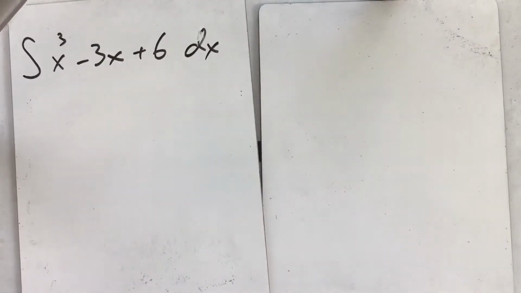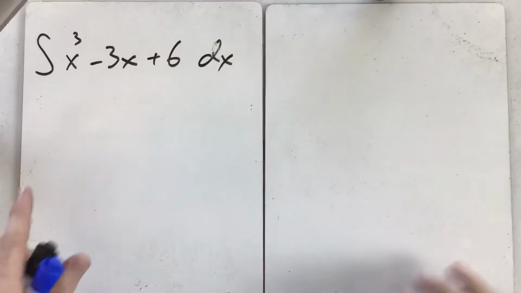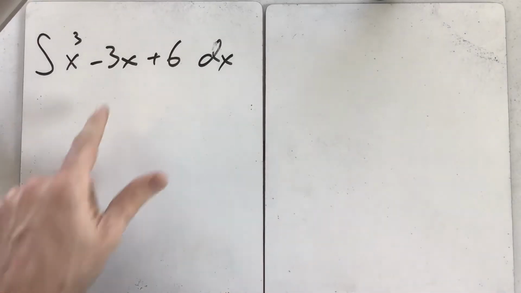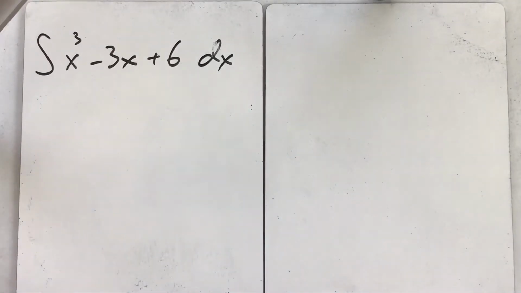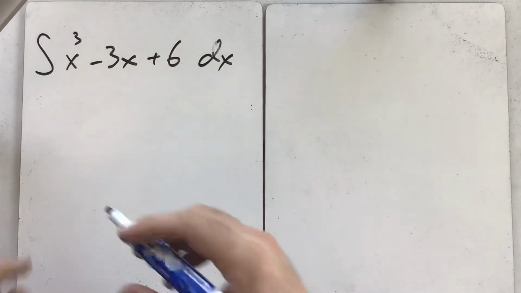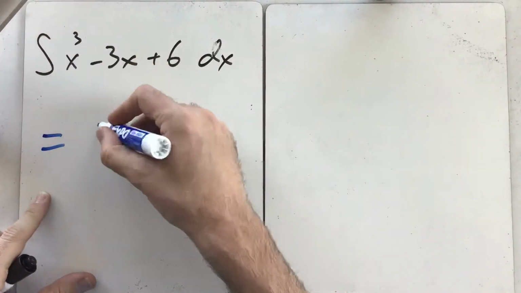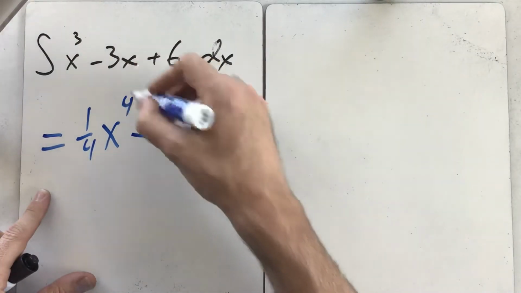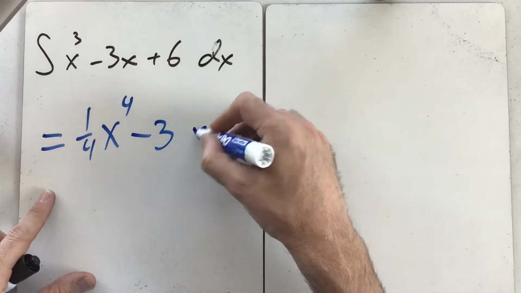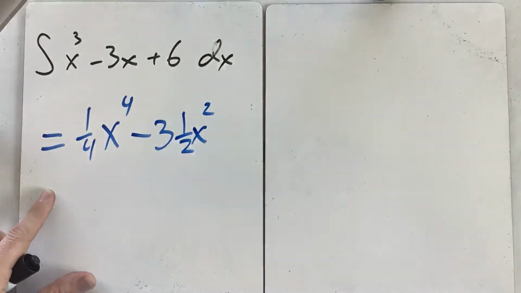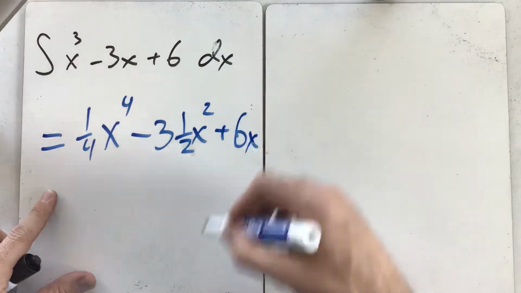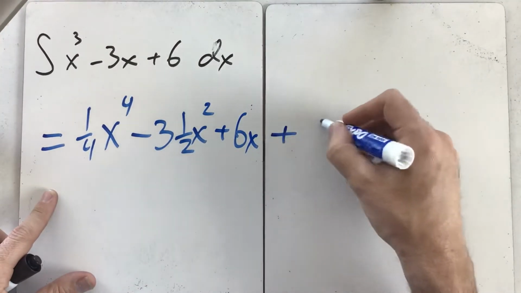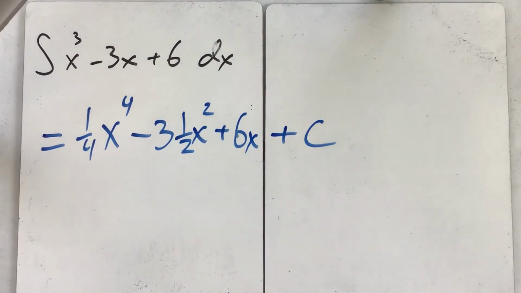Okay, we're done pausing our screen, and here's our first one. Our first problem is the integral of x cubed minus 3x plus 6. This is just an integral. There's no numbers on it, so we just find the antiderivative. The antiderivative: x cubed becomes x to the 4th with a 1/4. 3x becomes 3x squared with a 1/2. And then 6 becomes 6x. But we need one more thing. We need plus c. And so this is our answer.